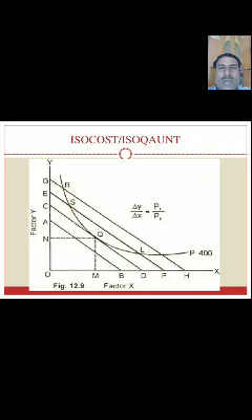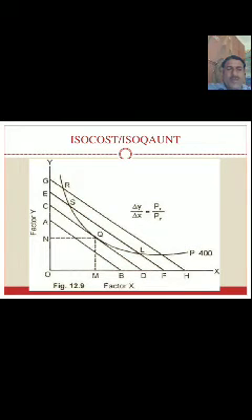Now, how to get the producer equilibrium with the help of isocost and isoquant. First, on the x-axis we take factor X, or labor units. On the y-axis, factor Y, or capital units. Here there are points A, B, C, D, E, F, G, H, and four isocost lines.